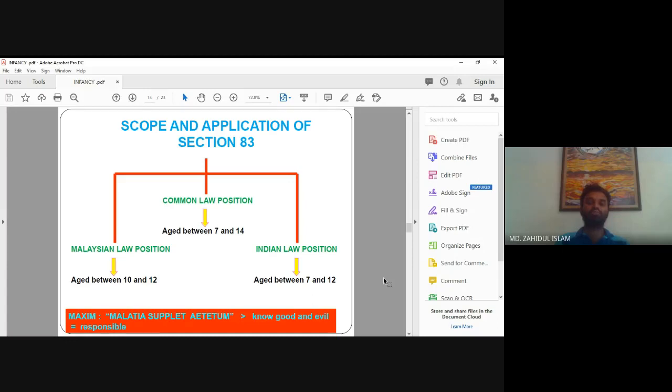And in common law, the age is between 7 and 14 years. So under common law, if any boy is between 7 and 14 years old, the public prosecutor has to prove that at that time they had enough maturity to understand the consequence and nature of that offense. Okay? The Indian position is 7 to 12 years. So if he is between 7 and 12 years, you have to prove that at that time they had enough maturity to understand the nature and consequence of the act.